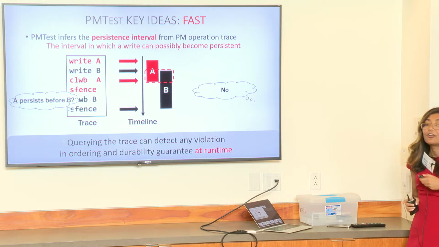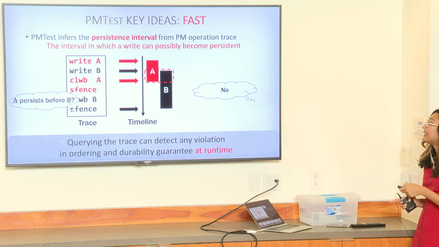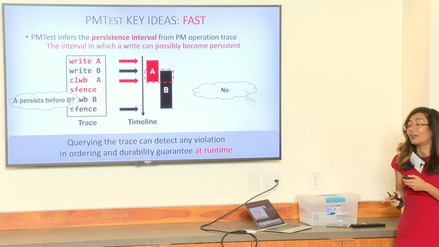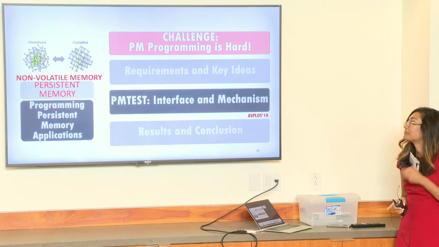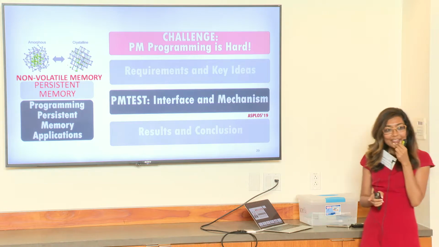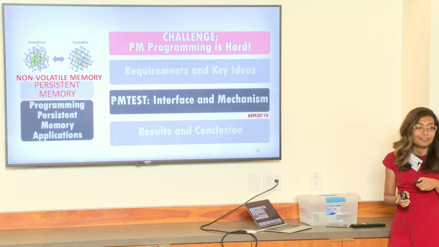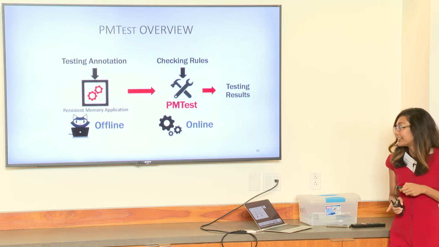And we can query on the traces to say if A did persist before B or not. So given these two key ideas, let's see how the interface and the background mechanism for PMTest look.